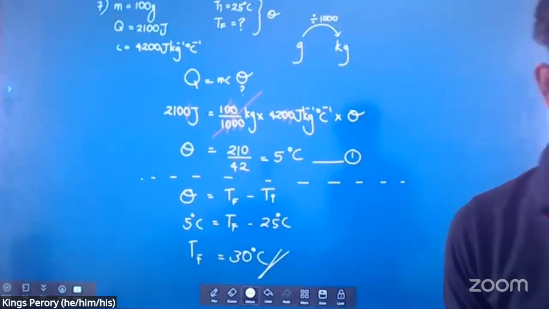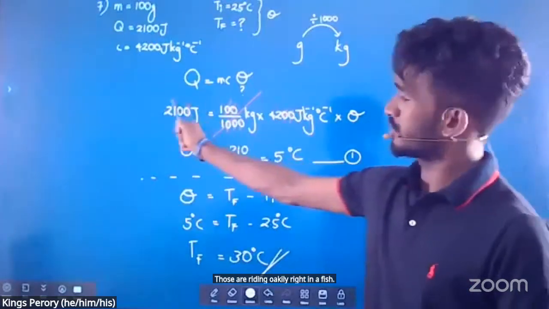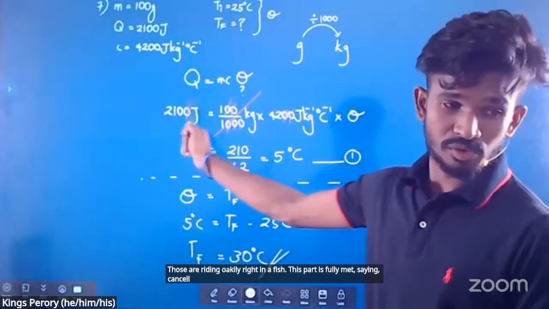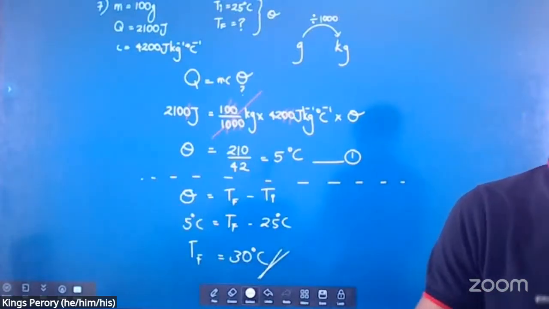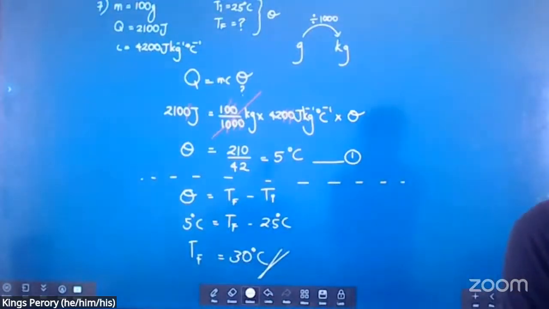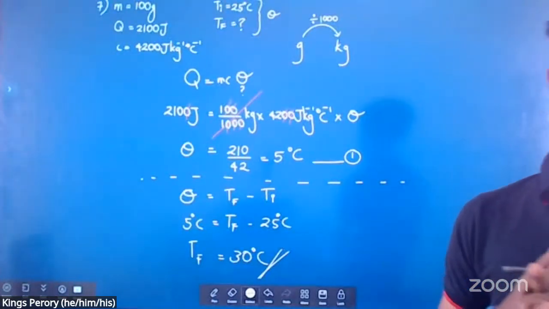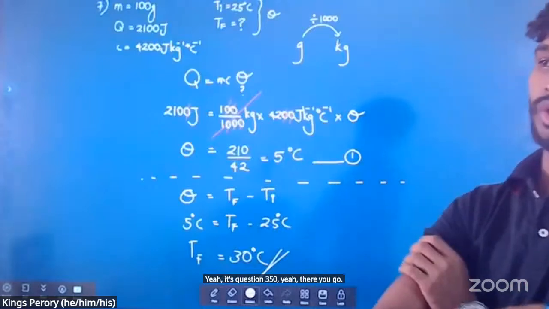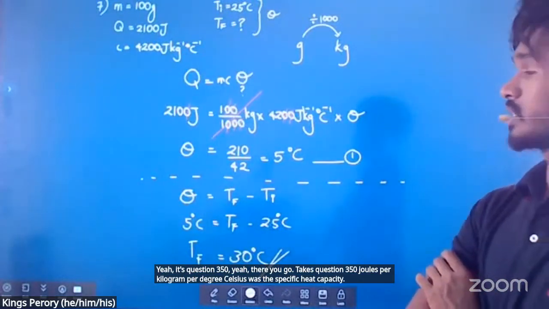Those who are writing, write quickly. This part is fully maths, and cancelling zeros is fully maths. Sixth question: 350 joules per kilogram per degree Celsius was the specific heat capacity, which means it depends on the substance.